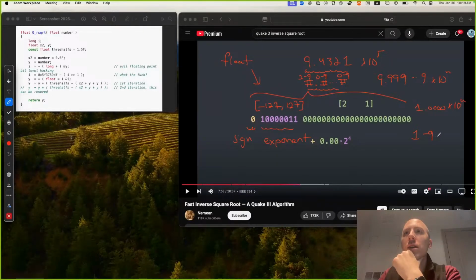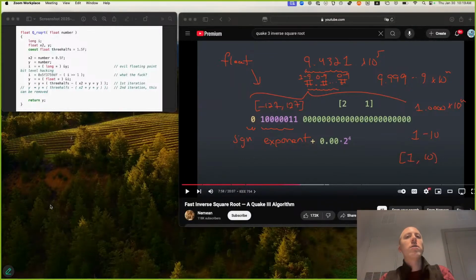Numbers 1 to 9. Basically 1 up to 10, he was saying. Did he say 1 up to 10 or 0 up to 10?